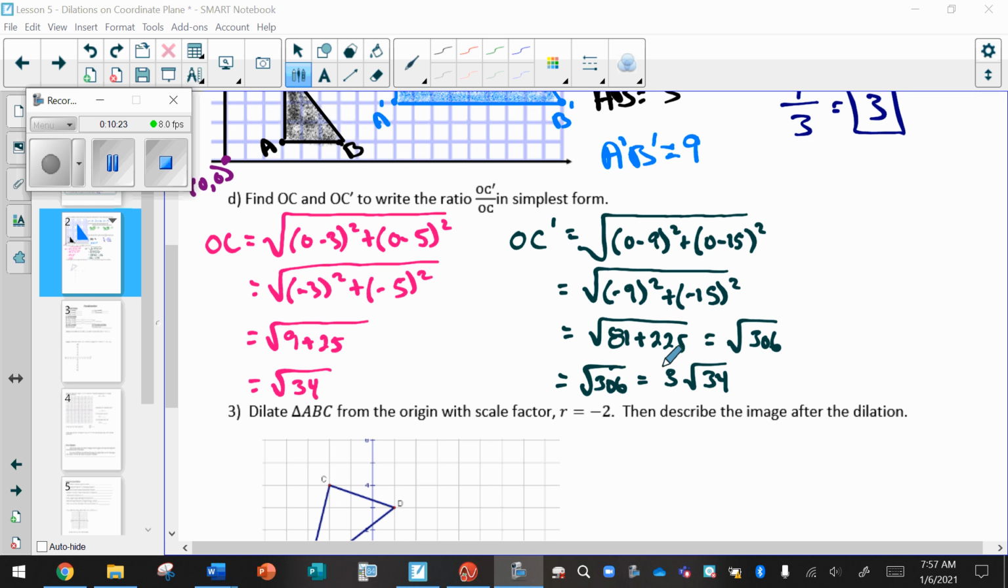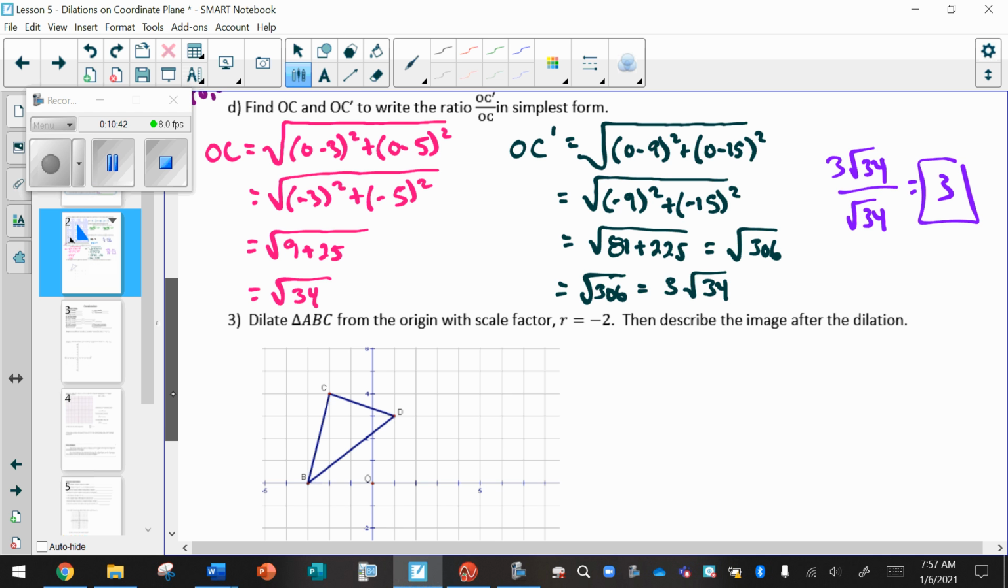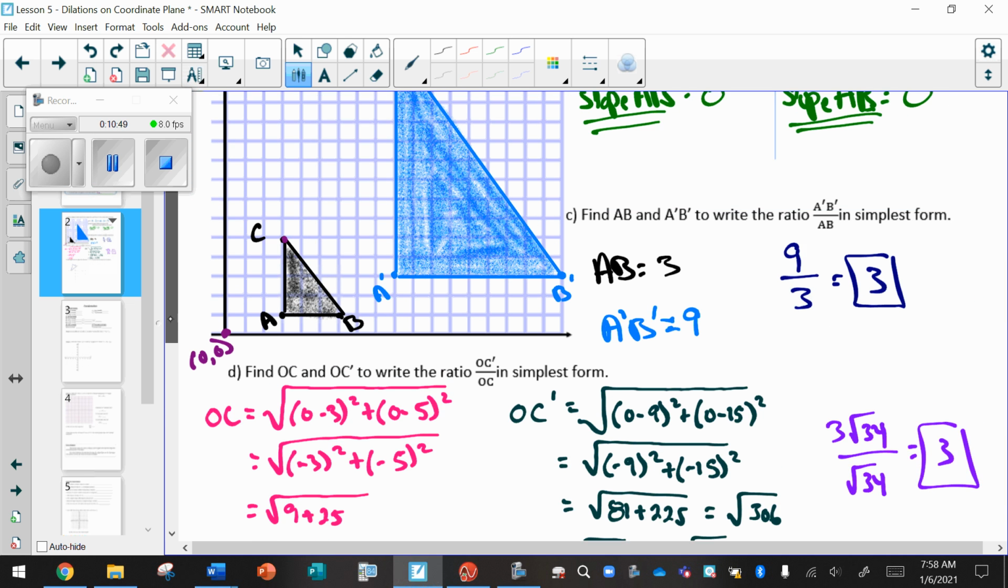When we write the ratio of OC prime, which is 3 radical 34, over the pre-image OC, which is radical 34, the radical 34s cancel out, and we do get our scale factor of 3, just like we thought we should have. So everything's falling into place, and now we're seeing mathematical examples of the lengths being multiplied times 3, which matches the scale factor.